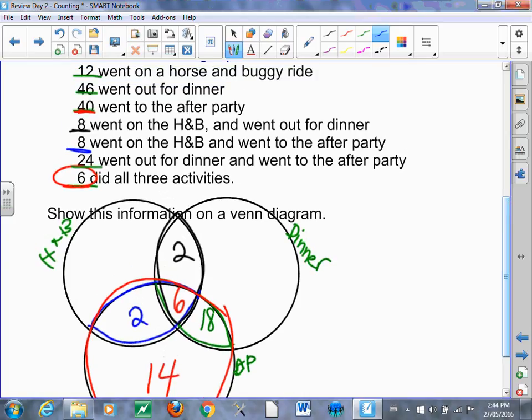Okay, the next one, folks, moving up, was 46 went out for dinner. So in my blue complete circle, we have 46. Again, you subtract the overlaps and you're left with 20.